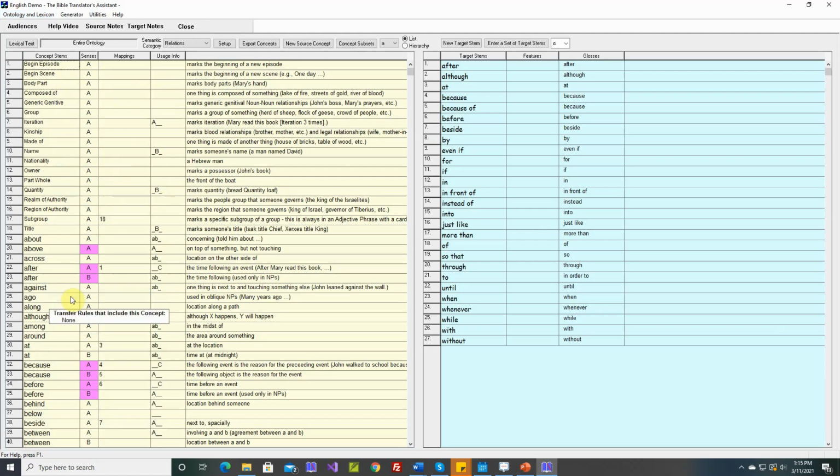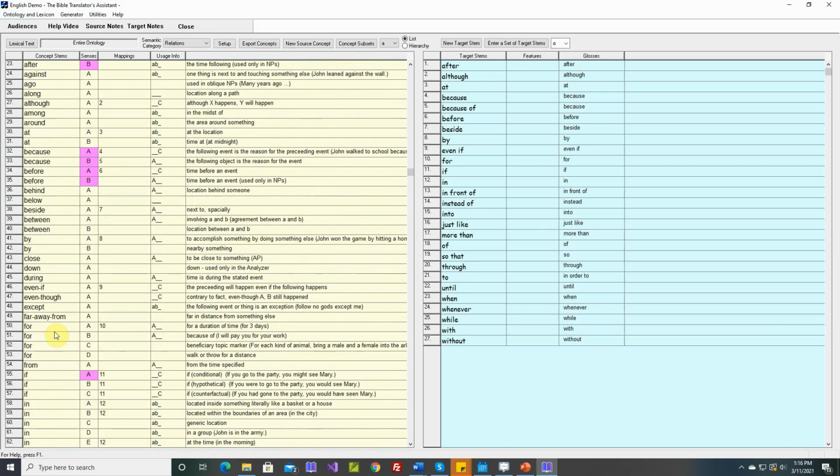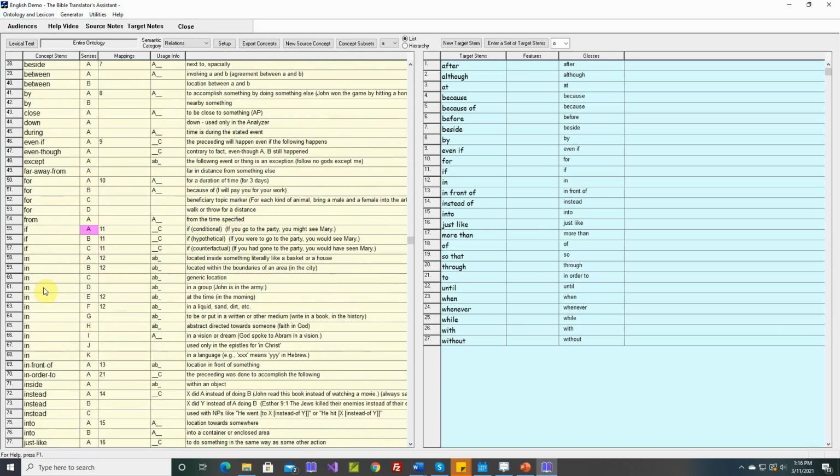Here are all the prepositions in English. These are all the prepositions we use in our source text. For example, these are the typical prepositions. We have about 11 different senses of the word "in." For example, located inside something literally, like a basket or a house. Located within the boundaries of an area, like in the city. Generic location, in a group, John is in the army, or in the morning, etc. So these are typical English prepositions.